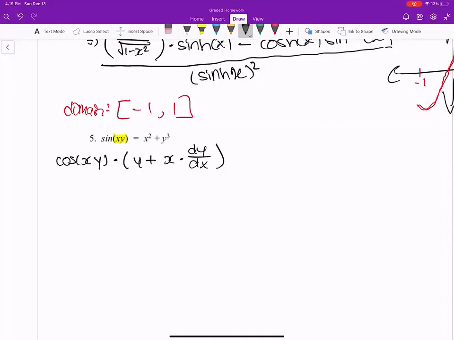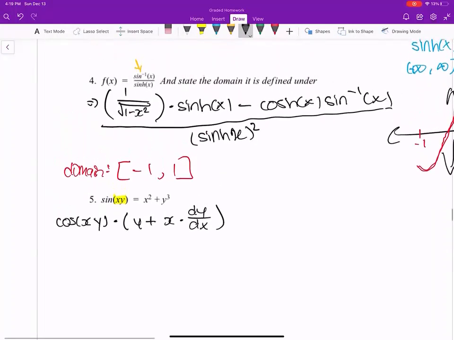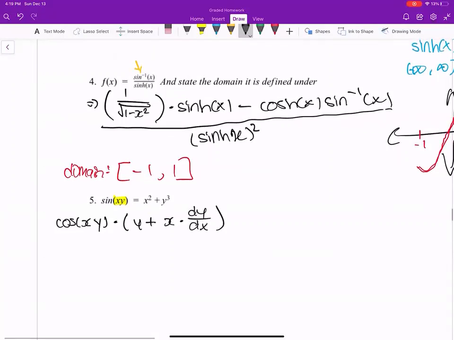Wouldn't 0 be included in the domain though? Would 0 not be included in the domain? Sinh of x. Oh yeah, sorry. Yeah, I have that in my notes. I missed that part. 0 is excluded because it's not defined at 0. Sinh of x is 0 at 0, and then you get 1 over 0.